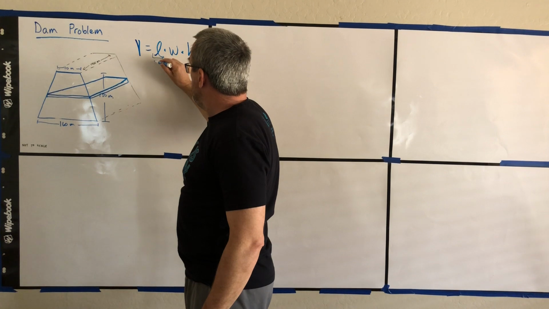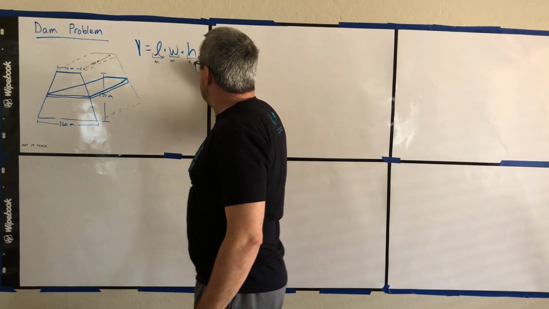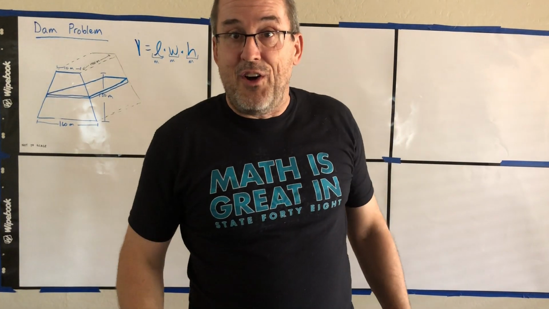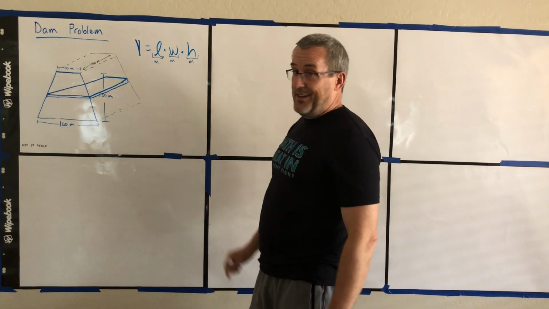Now, this length is measured in meters. This width is measured in meters. This height is measured in meters. Meters times meters times meters. Cubic meters of volume. Yes, that's exactly what we would want. So what we're going to do.